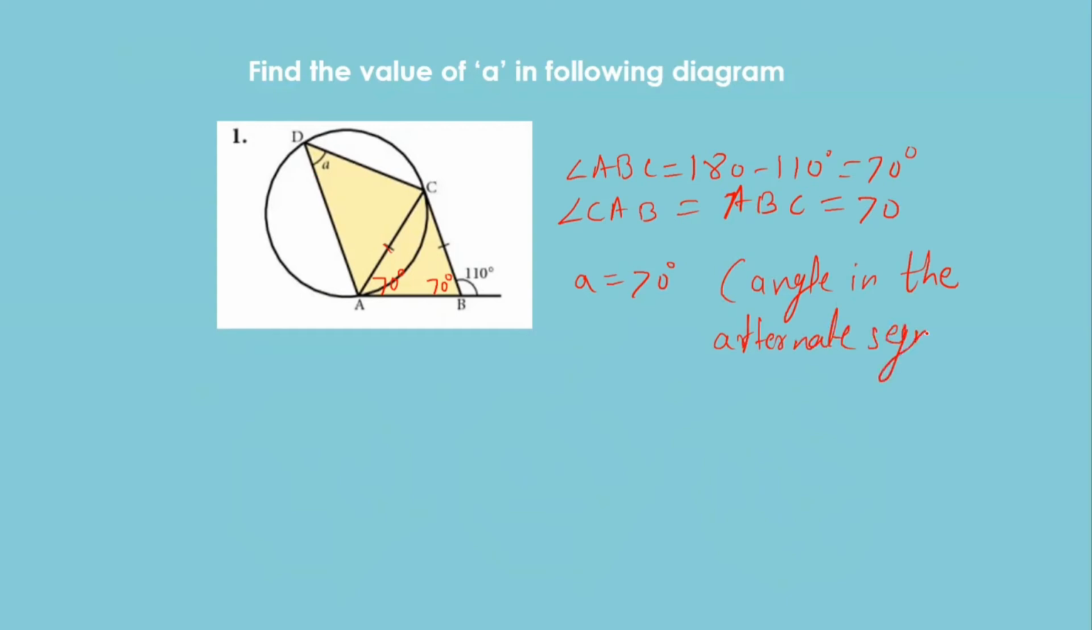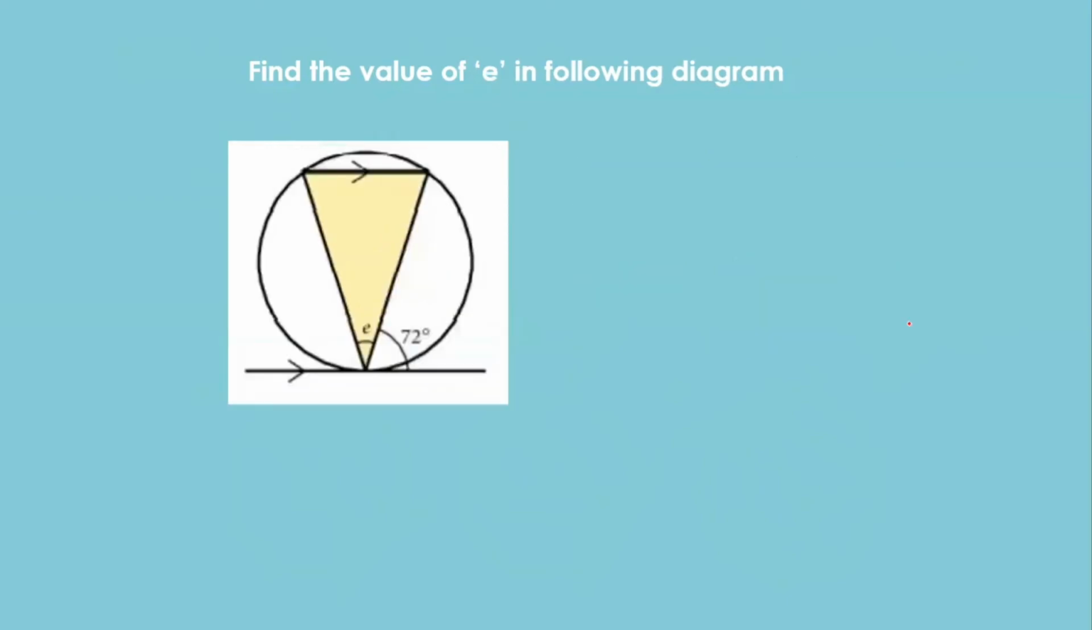Okay, let's move on to the next question. Want to try this? You can pause the video and try. What does this arrow say? The arrow says that these two lines are parallel. Now, if these lines are parallel and this is the transversal, this angle is 72. Alternate interior angles are equal.